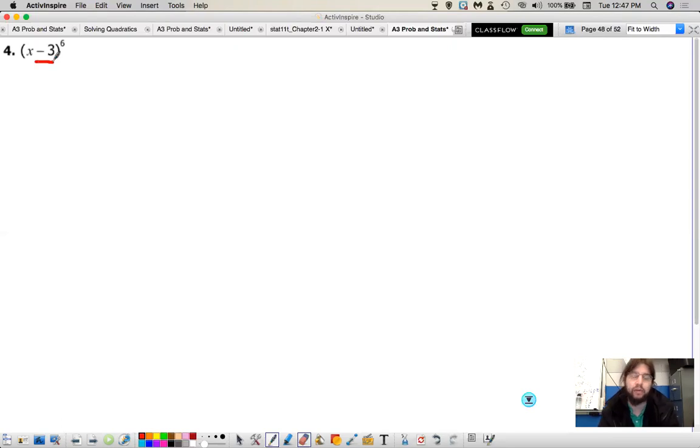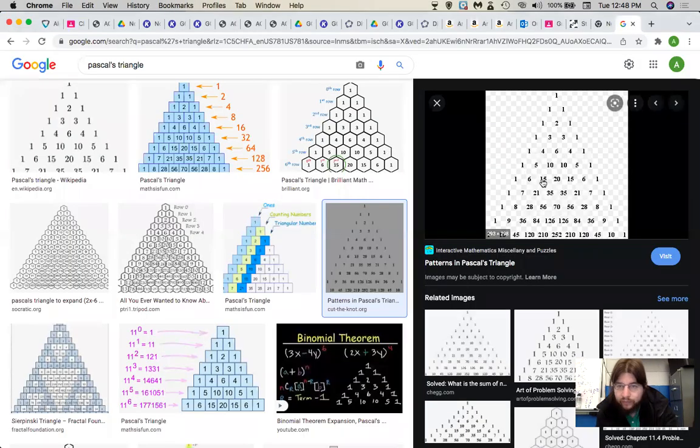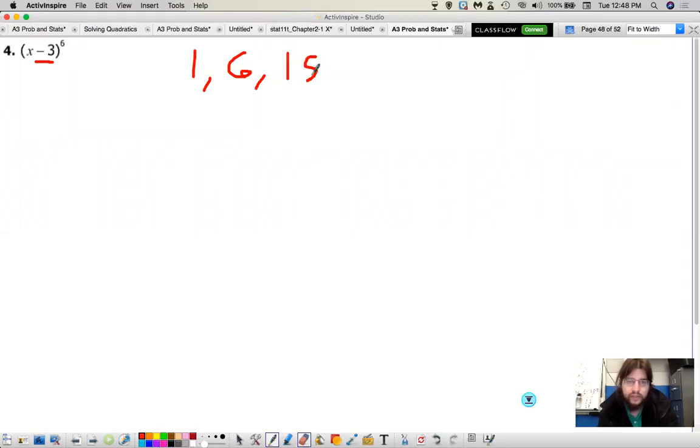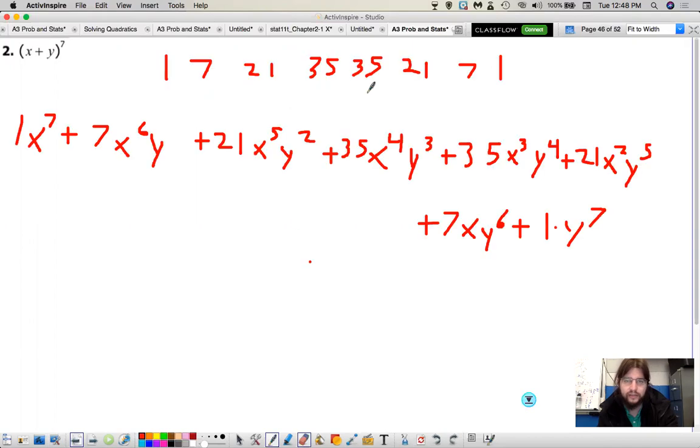Now we've got a number that is not 1. Use parentheses. Use your calculator. Write it out. So row 6. 1, 6. I know those two for sure. 15, 20, 15. And once it starts going back down, I know it's got to mirror itself. Evens have a single number in the middle. Odds repeat. So like here you see it's got 35, 35. That's what happens when it's odd.